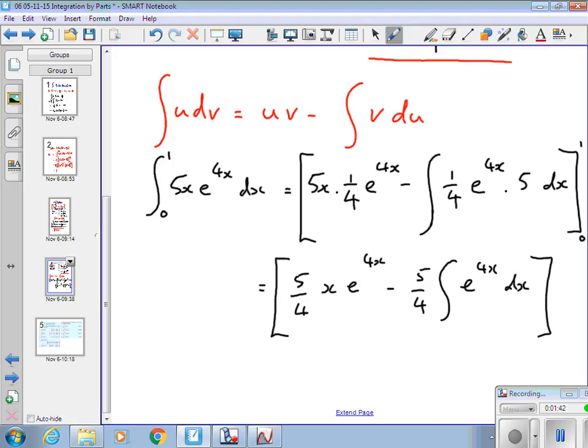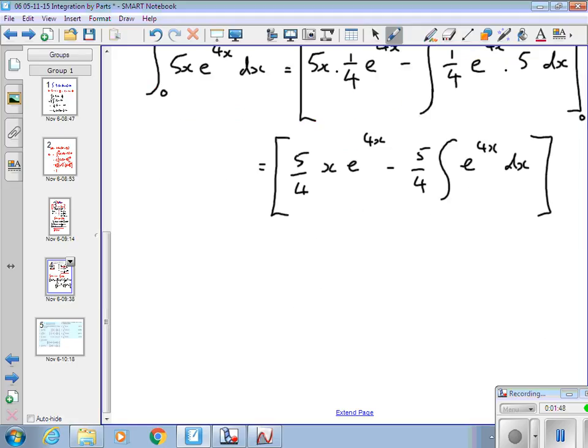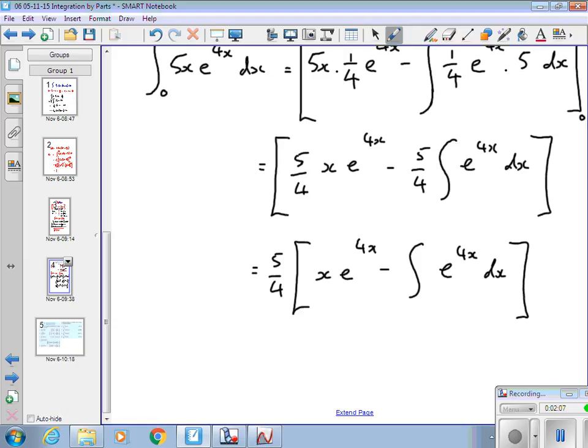So actually, because the 5 over 4 is common to both, I can take it outside the square bracket, which all helps when you're coming to put your limits in. It doesn't mean to say you won't get the right answer, it's just a bit longer. So all I'm left with now is x e to the 4x minus whatever the integral of e to the 4x is.